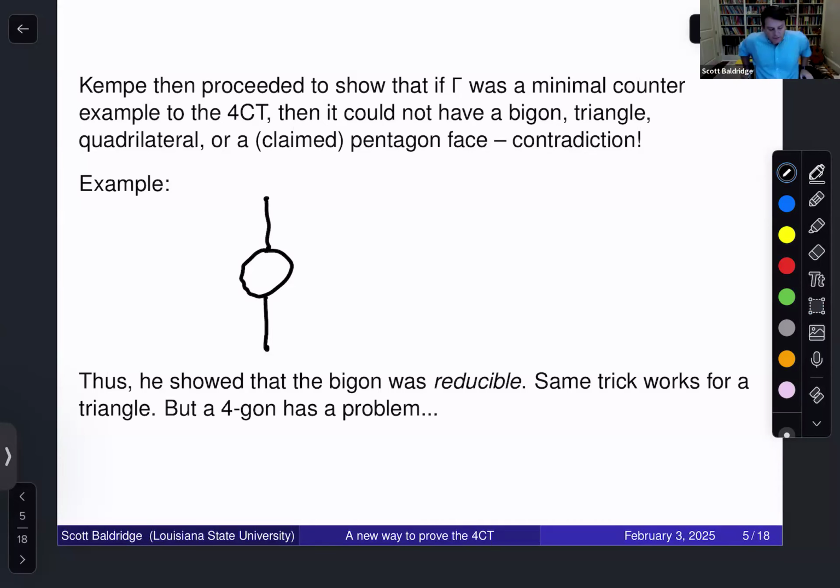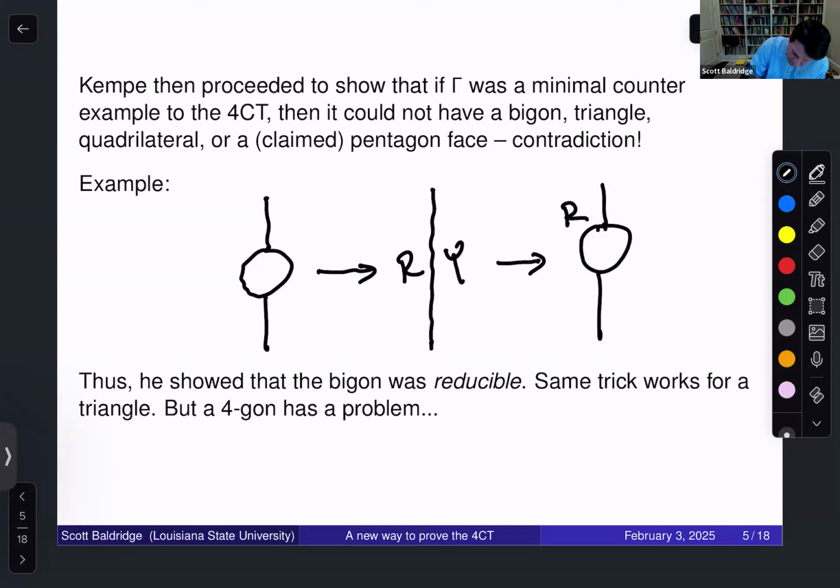Suppose a bigon shows up like that in a minimal counterexample. Then what you do is you replace it by getting rid of it. And now you have something with fewer edges and fewer vertices. Since it's smaller than the minimal, it has to have a 4-coloring. So if we have a 4-coloring, then we can give a coloring for the whole thing. At that edge, it might look like that, red and yellow on one side and yellow on the other. But if there's red on one side and yellow on the other, then you can go back to the original one, and that's still red and that's still yellow. And now you can fill that in with green.